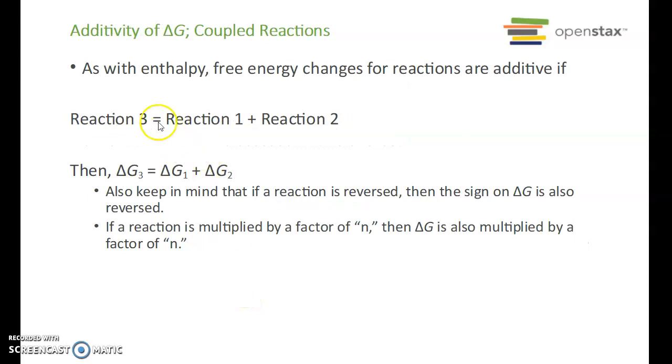In other words, as with enthalpy, free energy changes for reactions are additive. If you've got two different reactions as a part of reaction 3, the Gibbs free energy for this reaction just equals this one plus this one. Also keep in mind that if a reaction is reversed, then the sign of delta G is also reversed. If a reaction is multiplied by a factor n, then delta G is multiplied by that factor n.